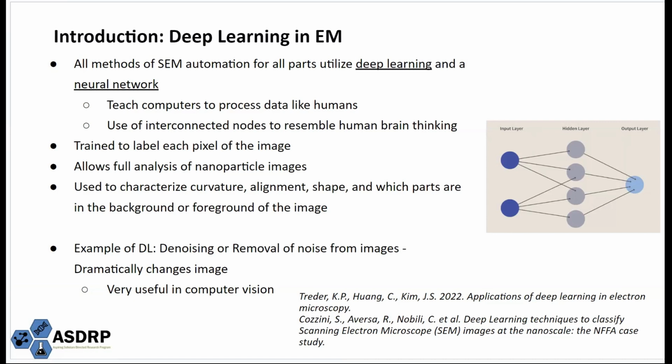An example of deep learning is the denoising of an image, which is when the model can, quote unquote, remove the noise or the excess details from a pixel, which can make the picture a lot more usable and increase the efficiency of it being analyzed. And it can be used in computer vision.